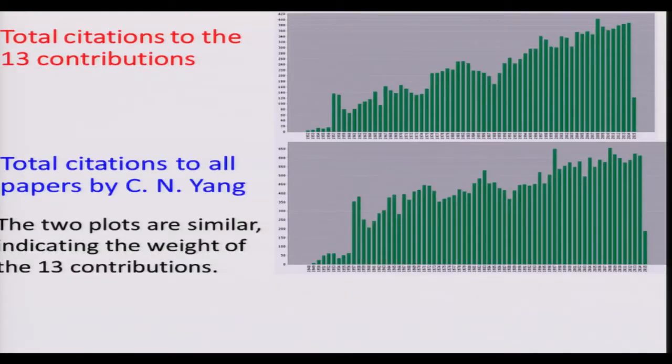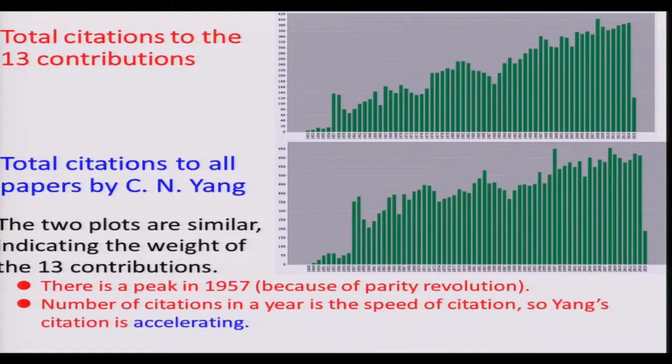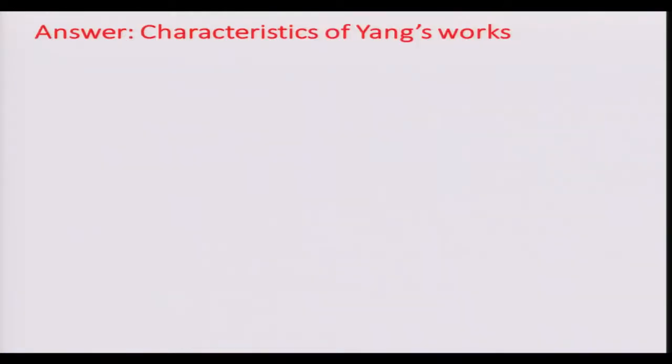So this is the total citation of the 13 contributions and the total citation of all the papers of Professor Yang. We see there is a peak in 1957 in the number of citations. It is actually the speed of citation. So like the universe, Professor Yang's citation is accelerating. So what is the energy that drives this acceleration? This brings us to the characteristics of Professor Yang's work.